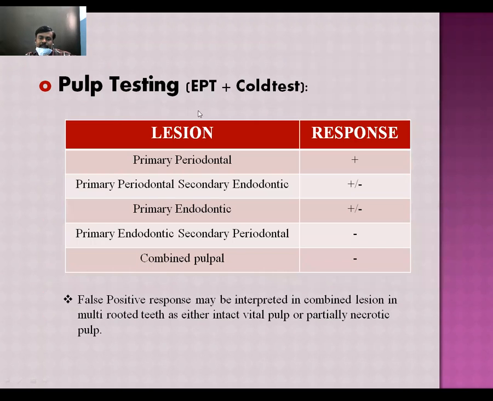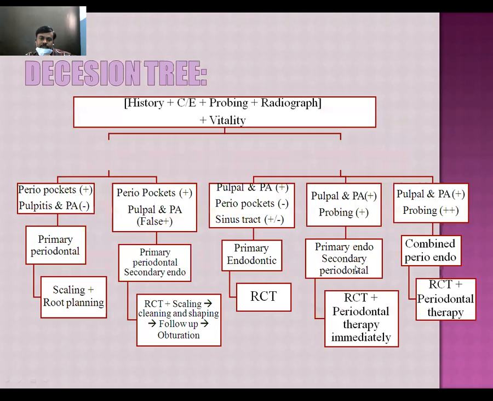Coming to pulp testing, electric pulp testing, as we have told. Whenever you do a pulp test, if it is a primary periodontal lesion, the pulp testing will be positive. If it is primary periodontal and secondary endodontic, it may be positive or negative. If it is a primary endodontic lesion, again it might be positive or negative. In primary endodontic and secondary periodontal, there won't be any response from the pulp. In combined pulpal and periodontal lesions, there won't be any response from your pulp on pulp testing.